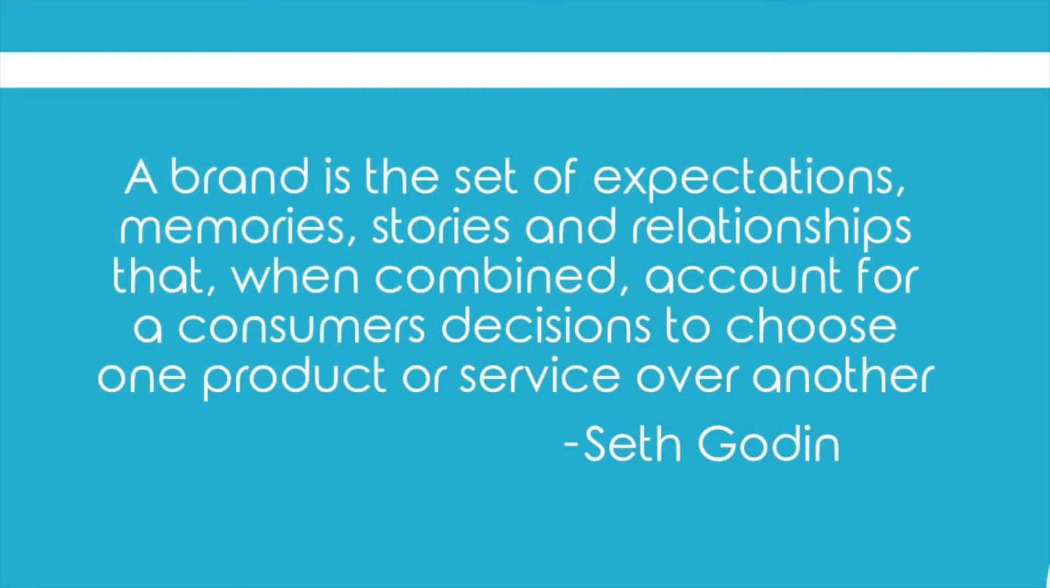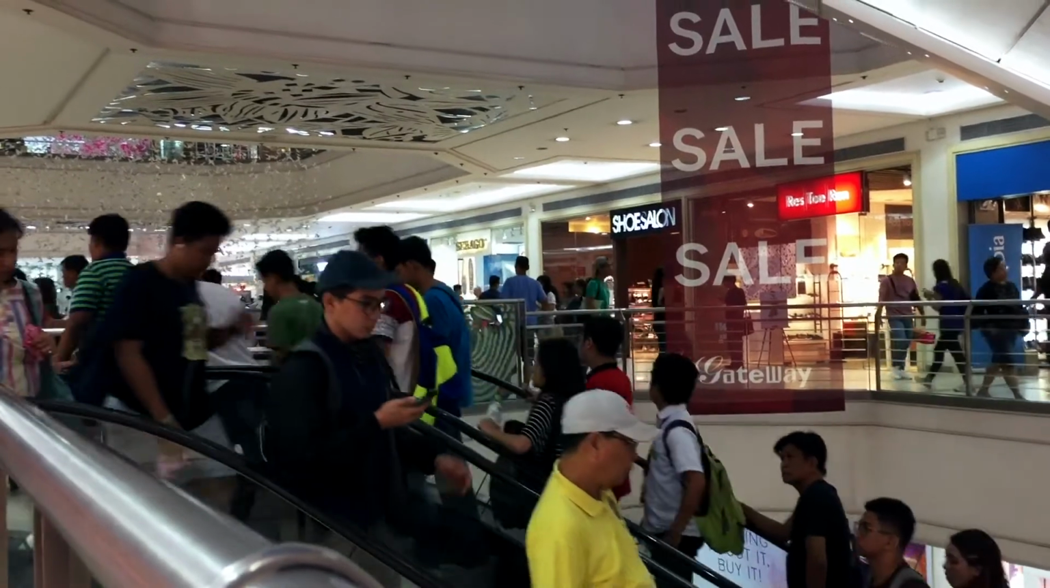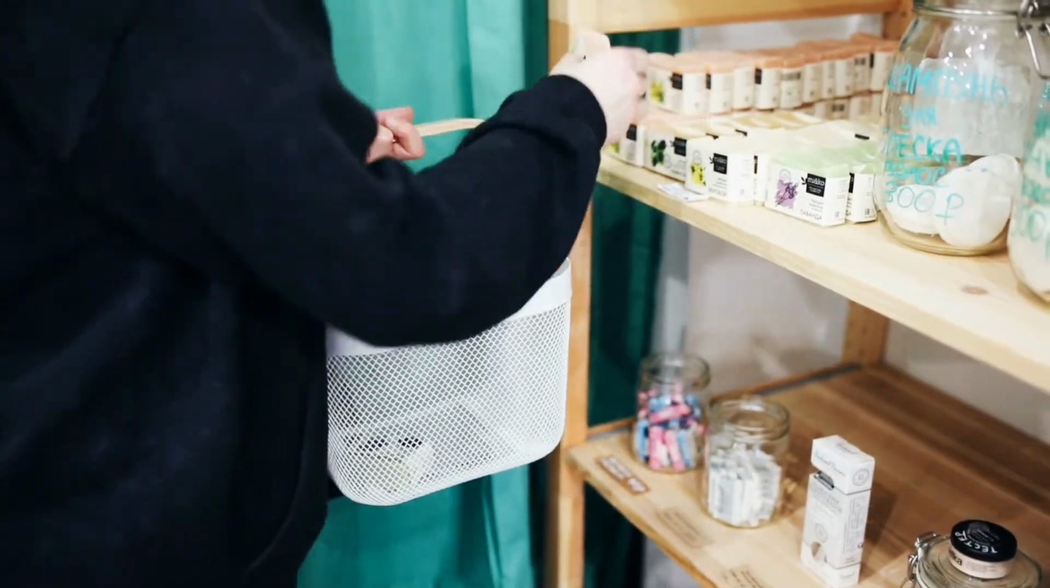So before we begin the actual design process, I want to talk more about what branding is. So let's define branding. Seth Godin has a really great definition of brand that addresses what branding embodies beyond your visual design identity. He says that a brand is the set of expectations, memories, stories, and relationships that, when combined, account for a consumer's decision to choose one product or service over another. Essentially, your brand, your visual identity, the experience the consumer has with your shop, your product, or your service culminates to how they see your company and your brand.